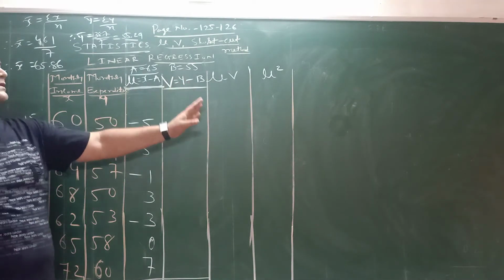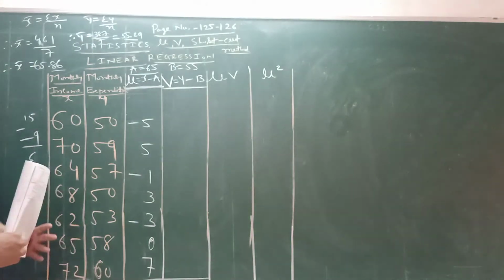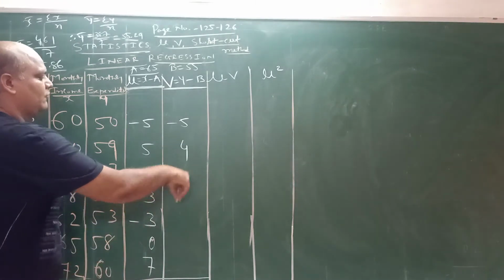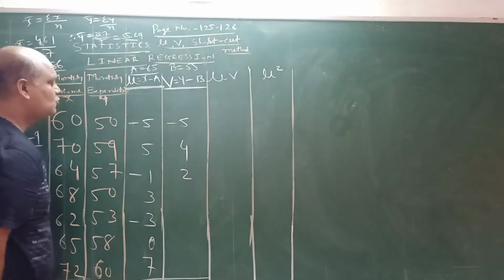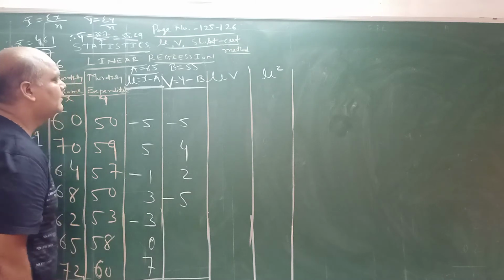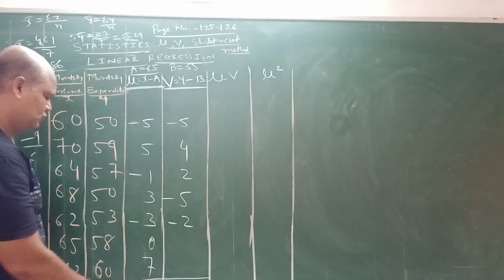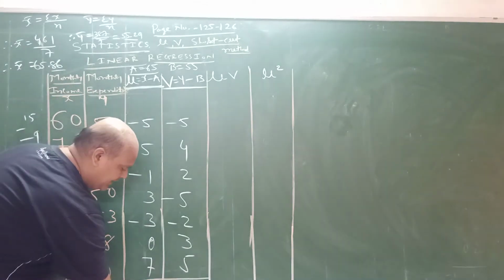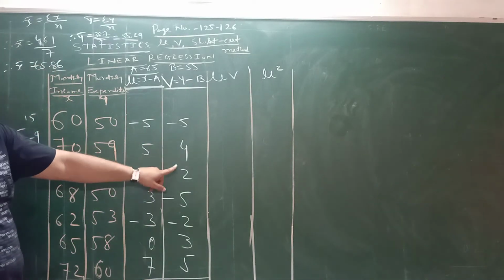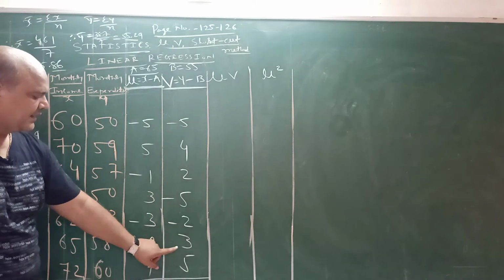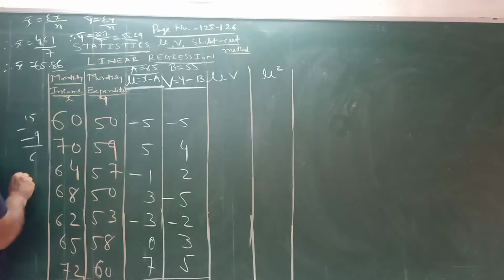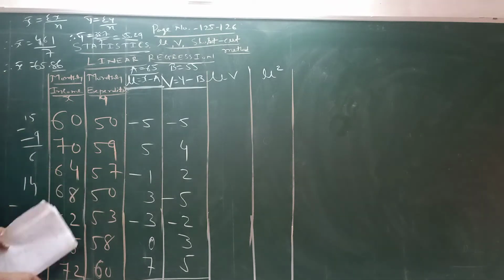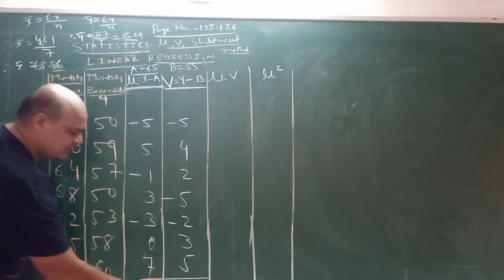Same way, all the digits here are subtracted from 55. 50 minus 55 is minus 5, then 4, 2, minus 5, minus 2, 3 and 5. Plus plus total, minus minus total. 4 and 2, 6. 6 and 3, 9. 9 plus 5, that is 14. And the minus total is 5 and 5, 10. 10 plus 2, 12. Final answer is 2.